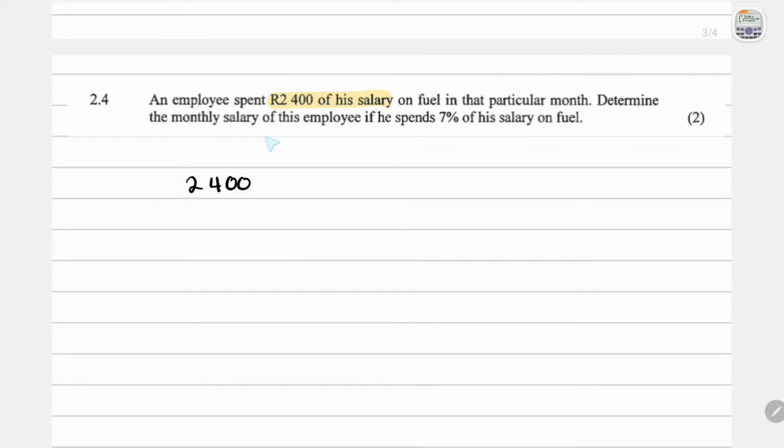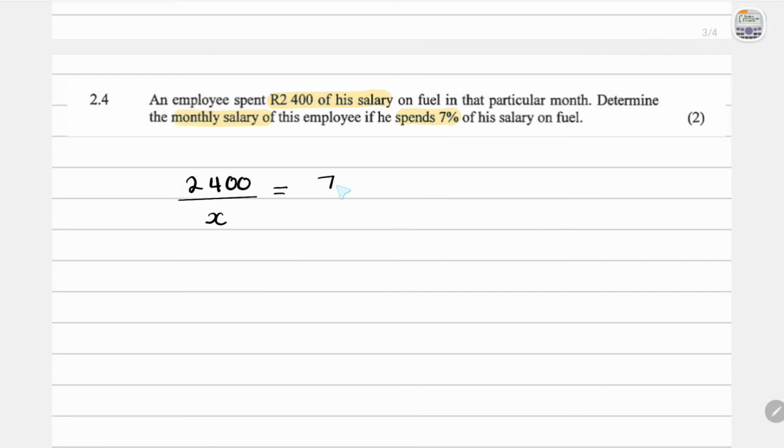Determine the monthly salary of this employee if he spends 7%. Determine his total monthly salary. So 2,400 is what he spends on fuel, right? And they tell us that this is 7%. So it's 2,400 over his total salary. He has a complete salary, right? And we know now that this amount is equal to 7% of his salary, because that's what 2,400 is. It's 7% of his total salary.